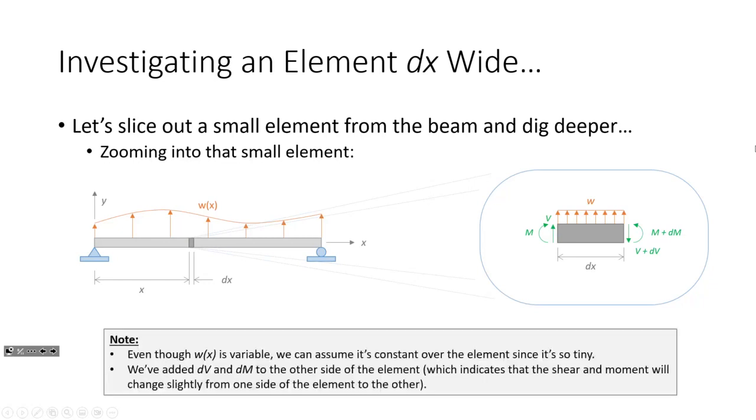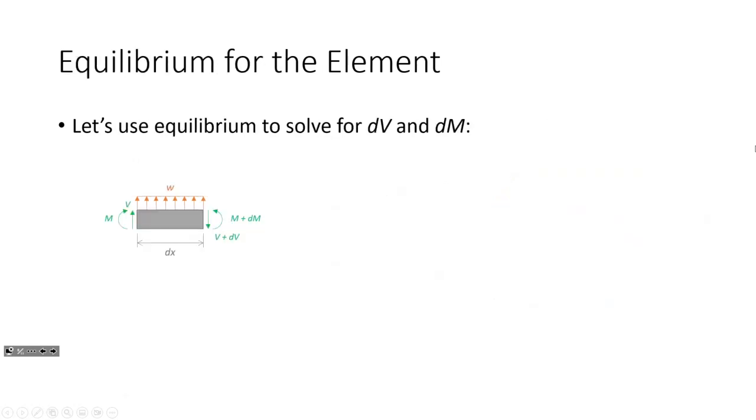So, let's make some notes. So again, we can assume that the load is constant over that element since it's so tiny. And again, we've added the dV and the dM element to indicate that it changes from one point to another. I should have just hit the button and read that, but no, it just came from my memory. Okay, equilibrium. So let's look at equilibrium. So we've got this differentially small element of the beam, and we're going to apply equations of equilibrium.